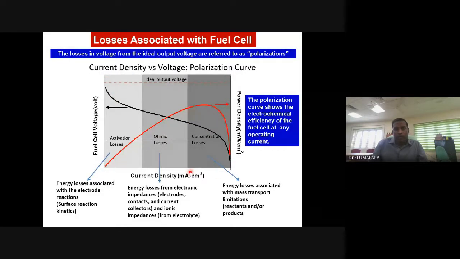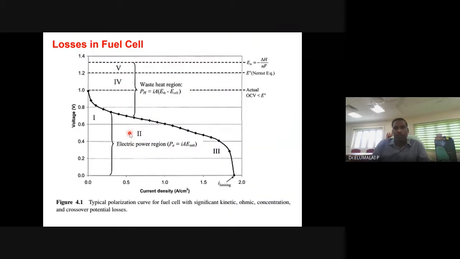So we can divide this IV characteristic into 5 regions. In fact, I think I should show this one. 5 regions. Region 1, activation region. Region 2, ohmic region. Region 3, concentration region. Region 4, deviation from the Nernst equation. Region 5, deviation from the thermodynamics.